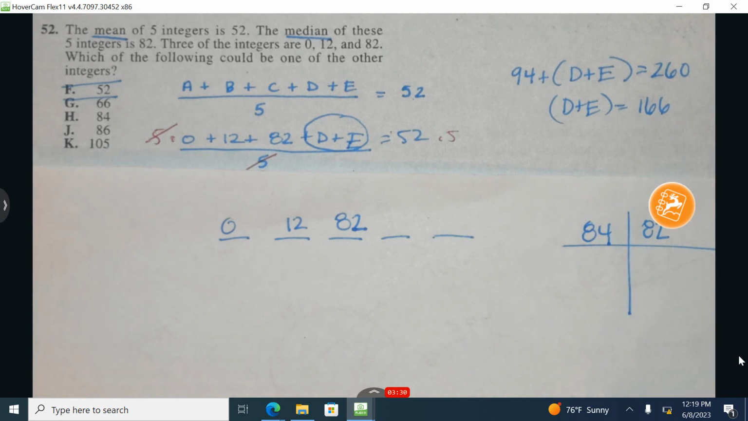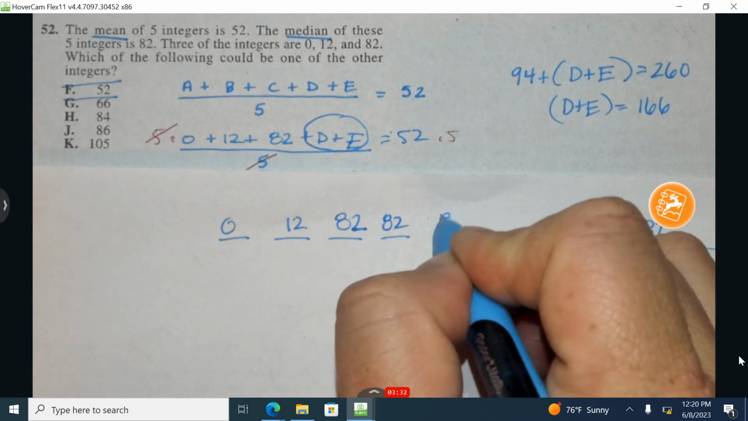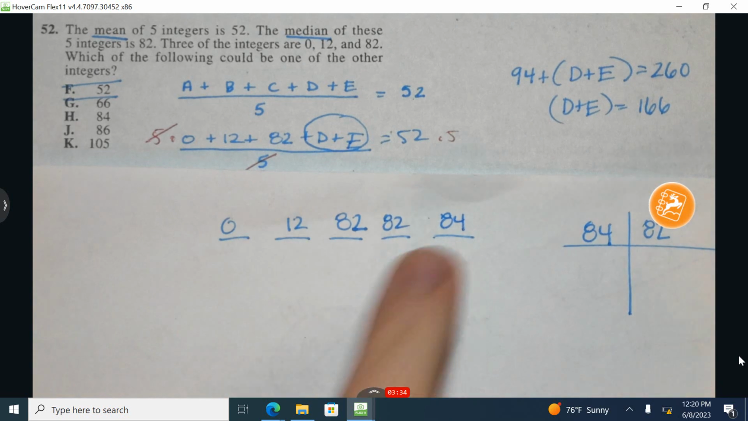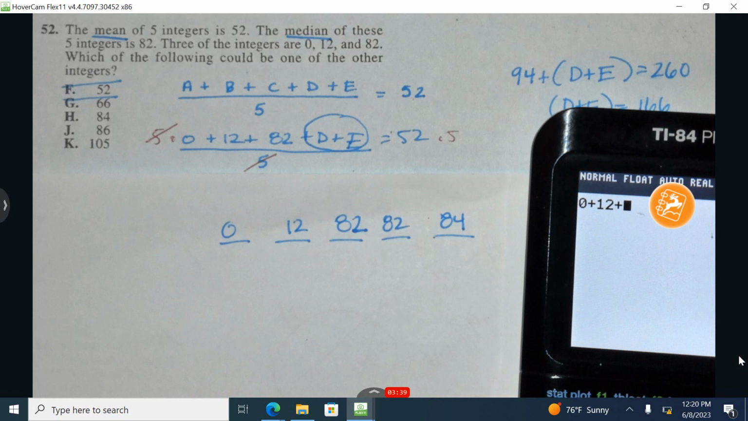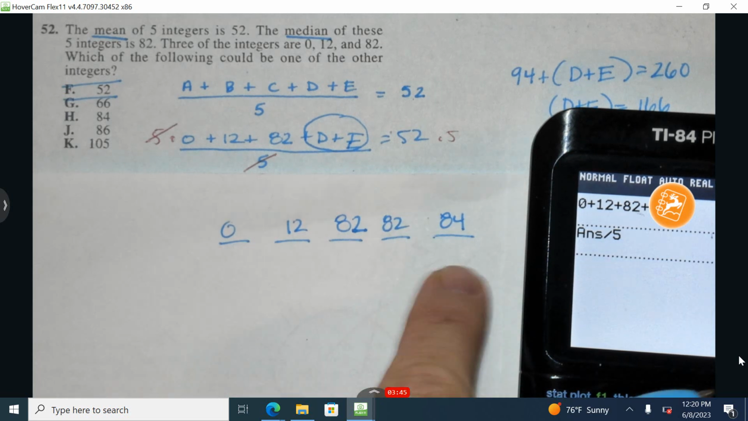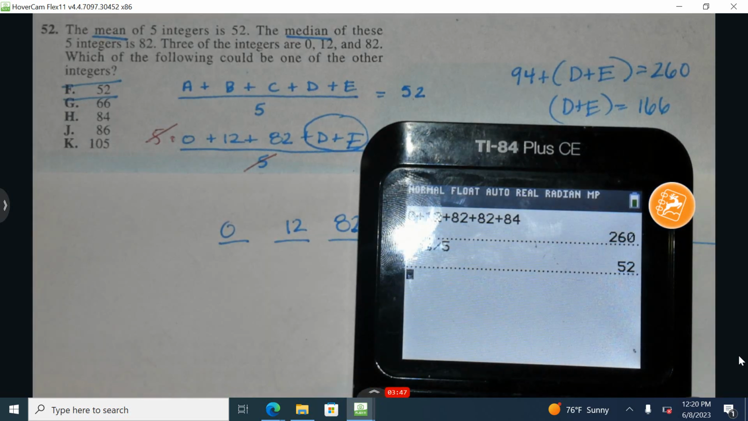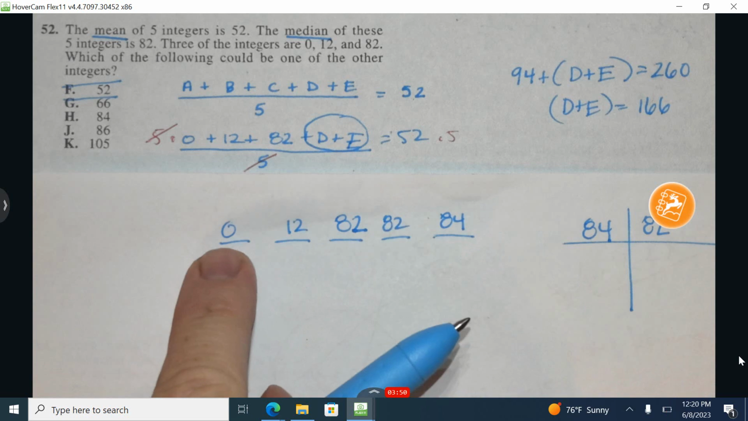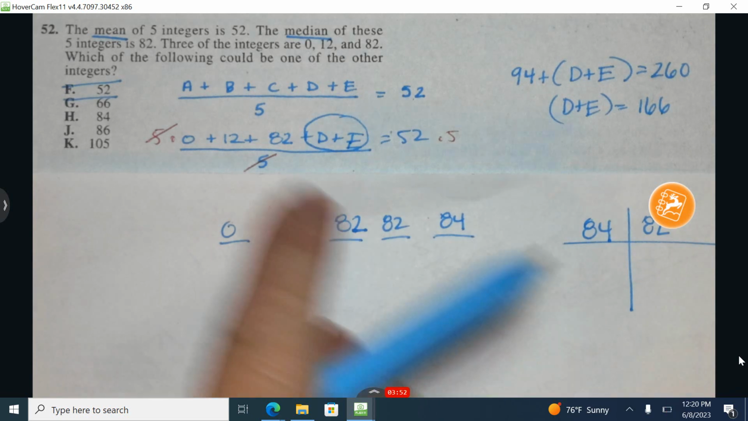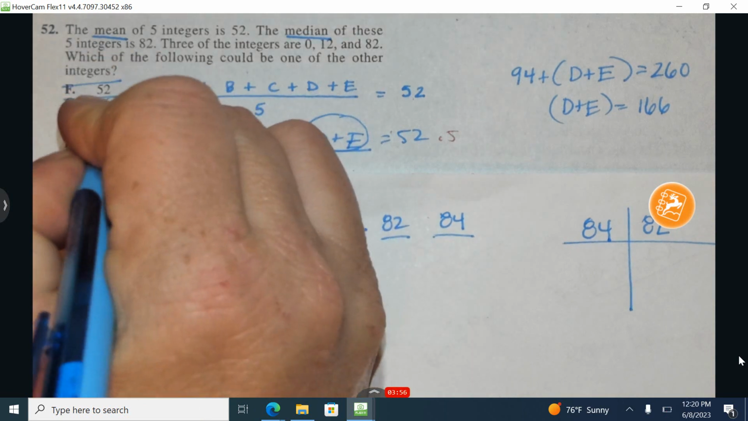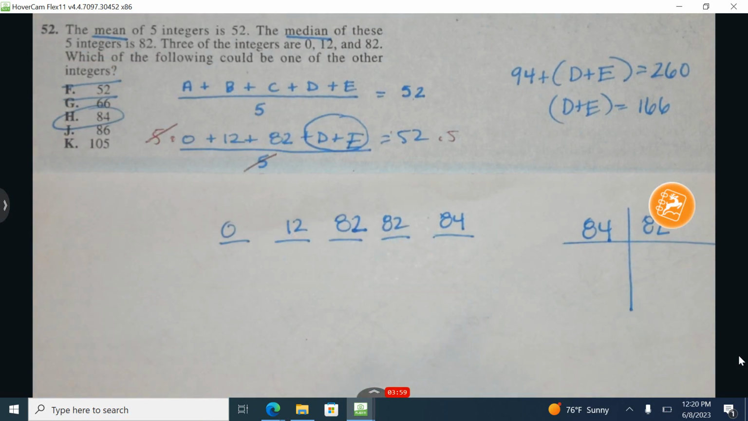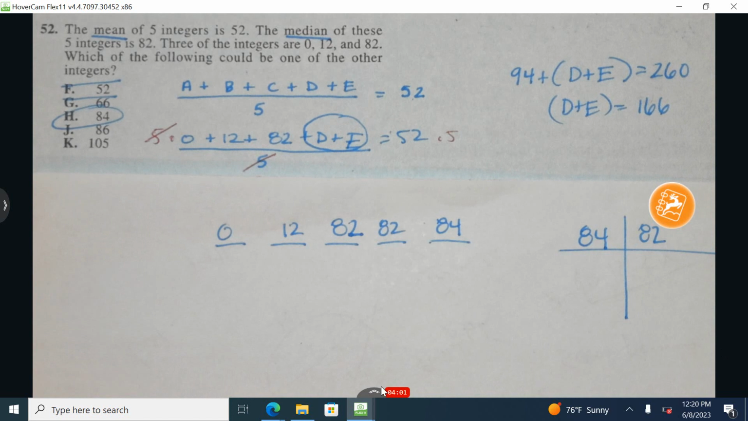So let's see if that works. 82 and 84. Now let's check and see, would the average of these still be 52? Let's add them up. 0 plus 12 plus 82 plus 82 plus 84 divided by 5. It checks that first box. The average of these numbers is in fact 52. Also, in order from least to greatest, the middle number is 82. It checks that box. What does that mean? It means that 84 could be one of the following missing integers. Correct answer is H.